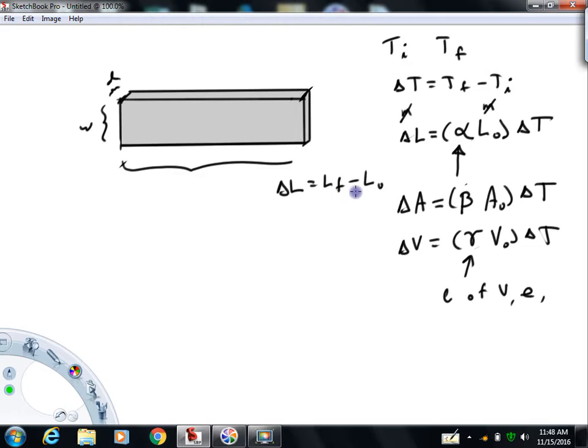Let's say that the original length is L sub O, the original width W sub O, and the original depth, I'll call that D sub O here, although I'm not going to need it for the area calculation. The new length is going to equal the old length plus the change in length, which we can write like this.